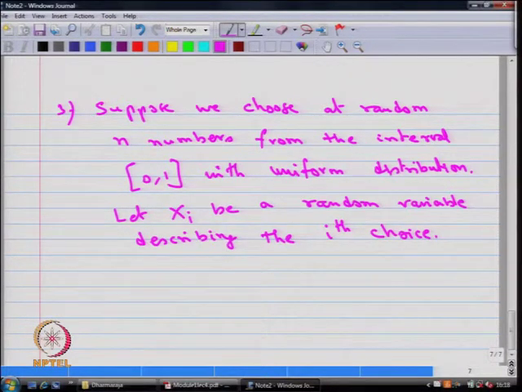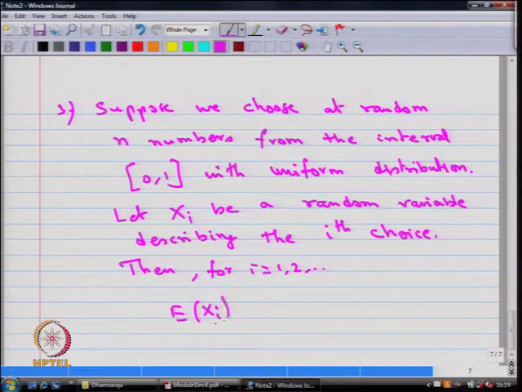Then for i equal to 1, 2 and so on, you can find out what is the expectation of Xi's, that is nothing but the integration from 0 to 1 x times the probability density function. The probability density function for uniform distribution with the interval 0 to 1, that is 1. Therefore, x into dx, if you compute, the expectation of Xi is going to be 1 by 2.